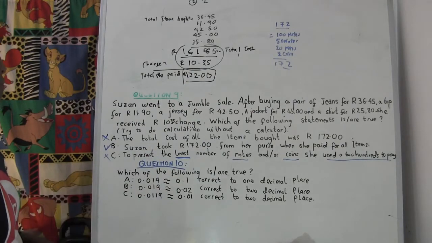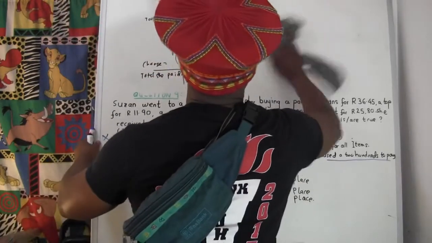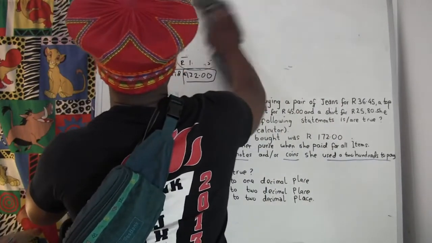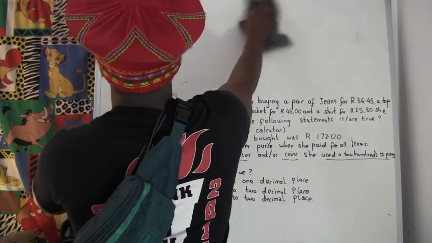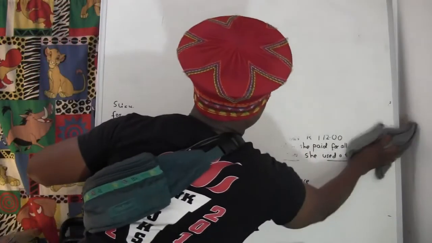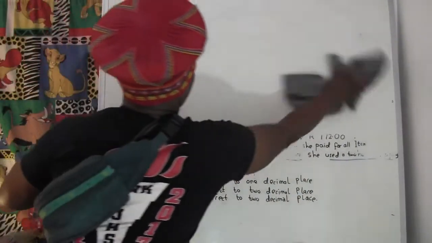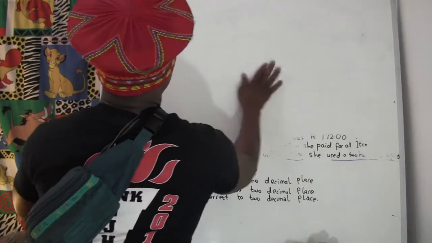Question number 10. I'm going to show you how to approximate the number, like how to change a number to 1 decimal place. You know what I'm saying? Okay, this one done. Okay, cool.